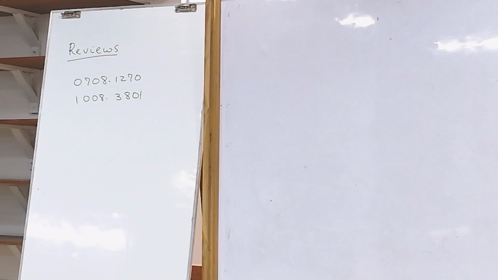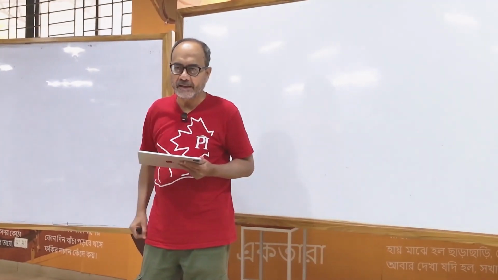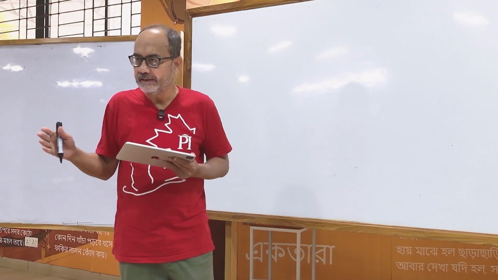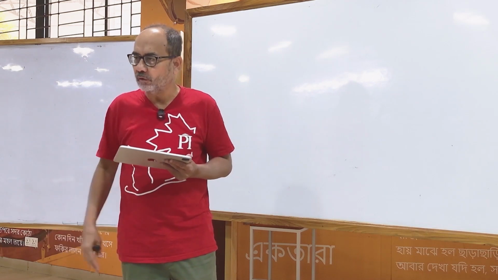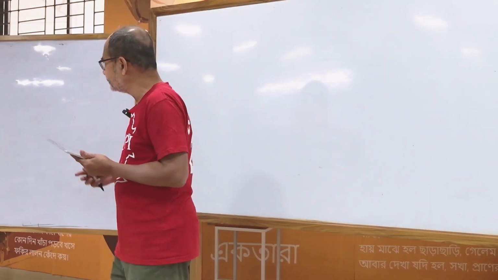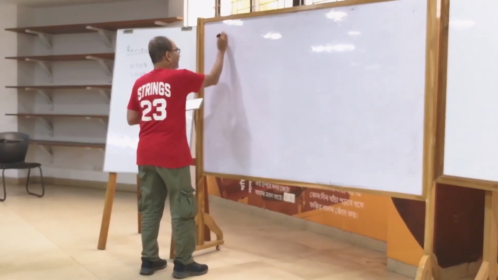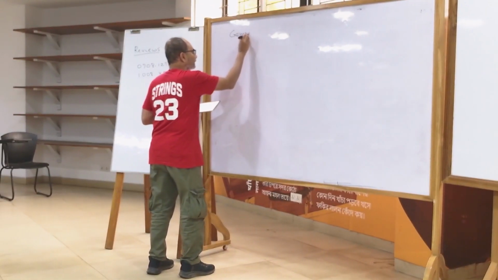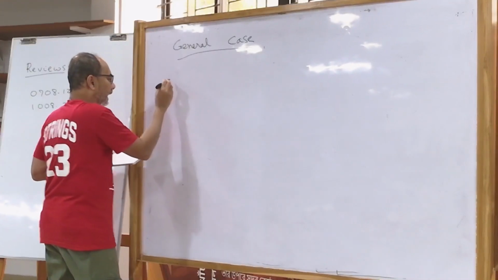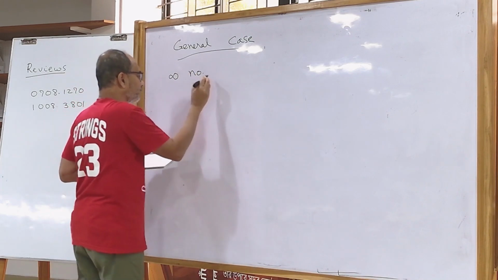Yesterday I described a specific example of a system, just a string wound around a circle, and I discussed how that can be thought of as a collection of harmonic oscillators, and then how you can go ahead and try to count the number of states. Today I will start with a more general case, without referring to any specific system. A general case is that we have infinite number of harmonic oscillators, which was the case last time also.